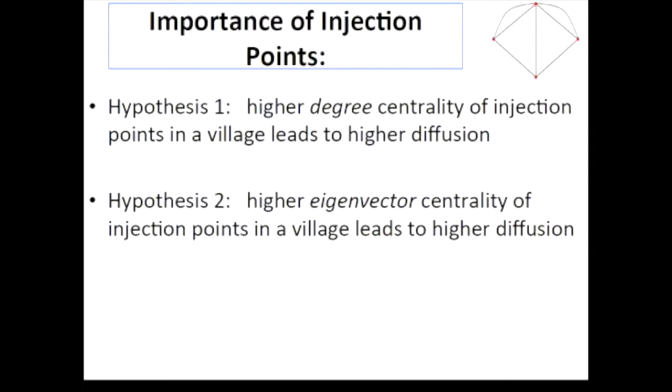Getting used to this. So, two hypotheses just to start with. One, higher degree centrality is going to give higher diffusion. And the second is higher eigenvector centrality will give higher diffusion. So if we wanted to understand the diffusion, if we look at the villages where they hit people who had higher degree centrality, did that help spread information? Does that give us a better diffusion and take-up of microfinance? Or is it higher eigenvector centrality?